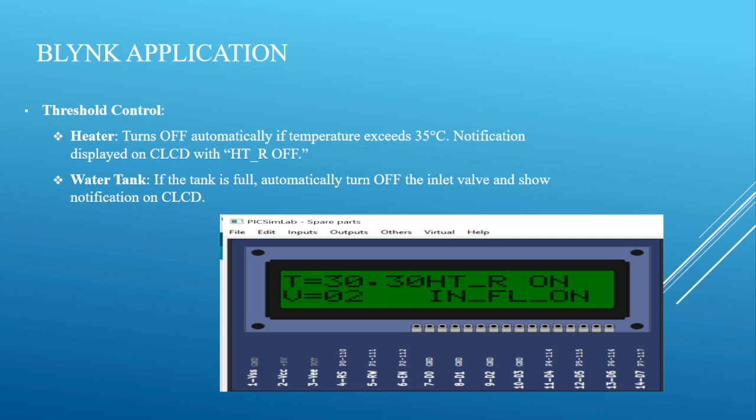Threshold control. In the heater, the app is configured to automatically turn off the heater if the temperature exceeds 35 degrees Celsius. This action is accompanied by a notification displayed on the CLCD with the message HTR off, ensuring users are informed of the heater's status. Water tank: the app monitors the water tank status and will automatically turn off the inlet valve if the tank is full. A notification is also shown on the CLCD to alert the user of the valve status.